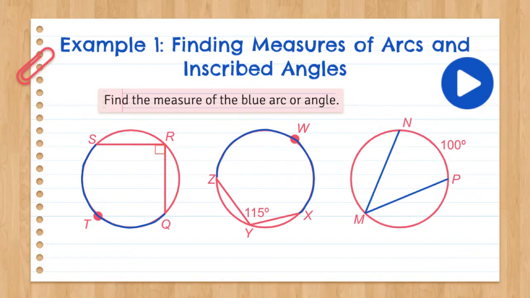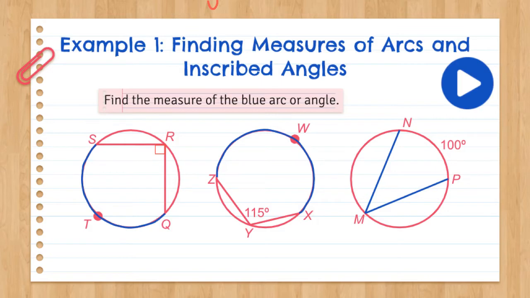Example 1. Finding measures of arcs and inscribed angles. Find the measure of the blue arc or angle. When we're working with inscribed angles, the best place to start is with our formula. Angle equals half of the arc.